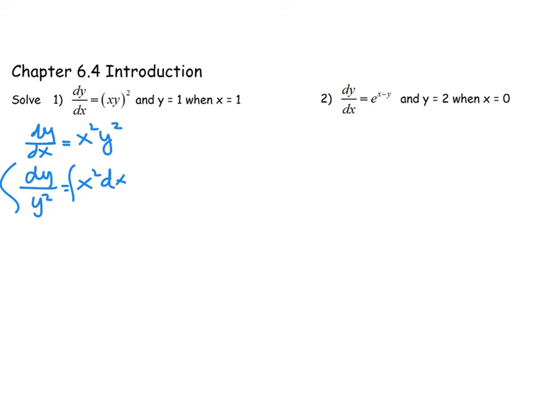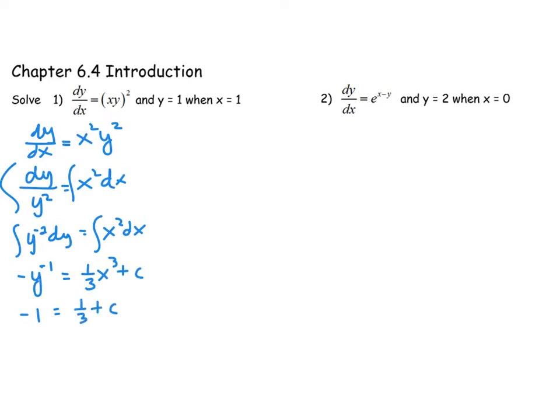This becomes the integral of y to the negative 2 dy. Over here we still have the integral of x squared dx. The antiderivative will be negative y to the negative 1 equals 1/3 x cubed plus c. Our initial condition is x is 1 when y is 1, so we'll get negative 1 equals 1/3 plus c when we plug in 1 for each x and y. C then ends up equaling negative 4/3.